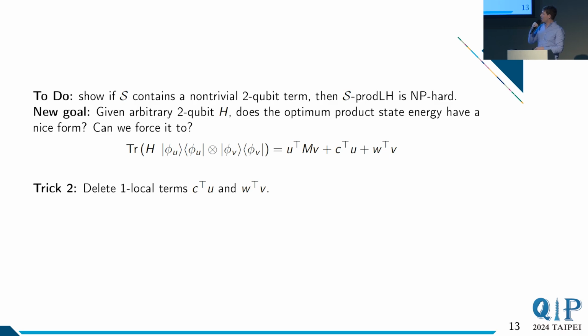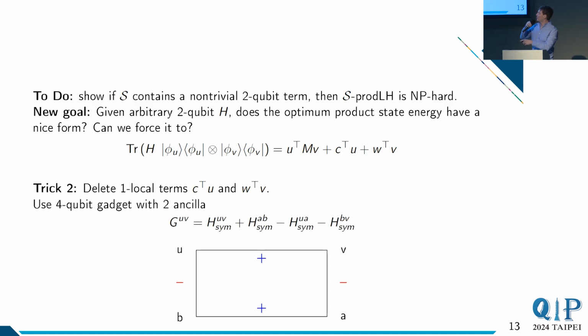And for this, we're going to borrow a nice gadget from the work of Cubitt and Montanaro, where if we want to apply an interaction between 2 qubits u and v, we're going to introduce 2 ancilla qubits, apply our symmetric term to each of these pairs, and then weight some of them positive and some of them negative. And it just happens that when you sum all these together, all of those one-local terms cancel out. So that's very nice. And those are the end of our Hamiltonian gadgets.